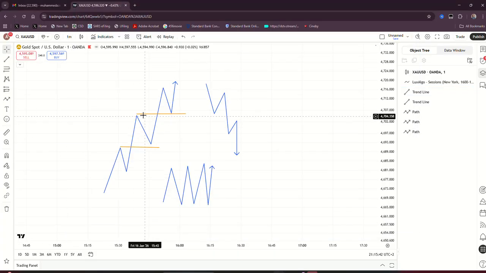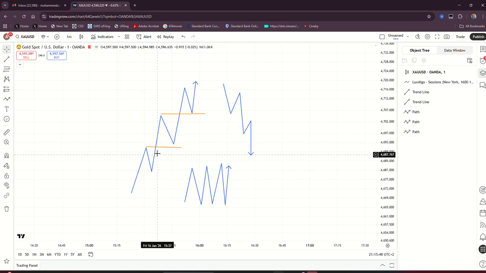The new high got created here. We took out the previous high. That's your break of structure. Again, a new high is created here, took that high out, break of structure. A high created here again, took that high out, break of structure. Simple.